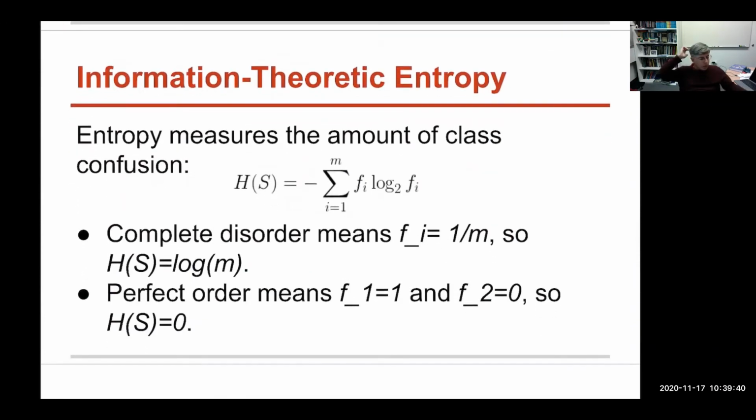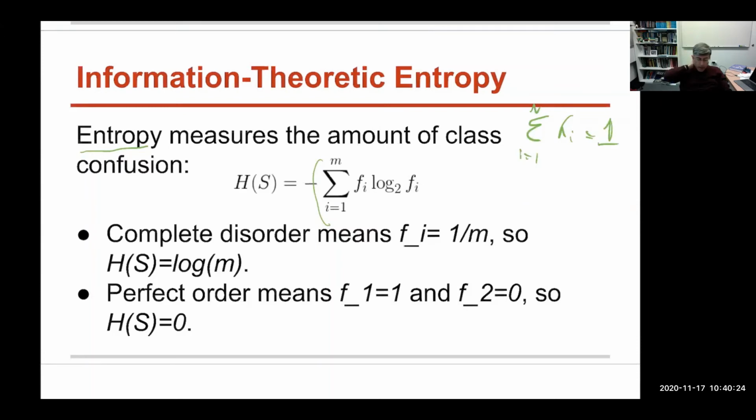Now, how should we judge whether a split is good or not? There is this notion of entropy, an information theoretic measure of how much class confusion there is. The entropy formula says that we sum over the number of classes. For the ith class, there is going to be a fraction, f_i, of the total set of elements. So we know that the sum of f_i, as i goes from 1 to n, is going to be 1.